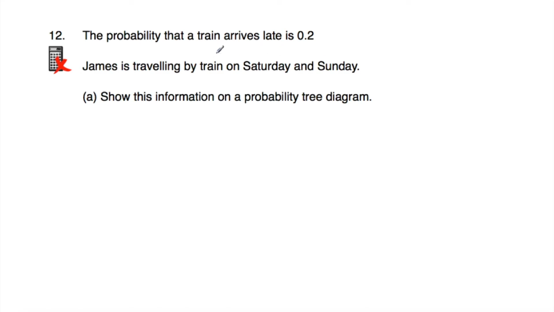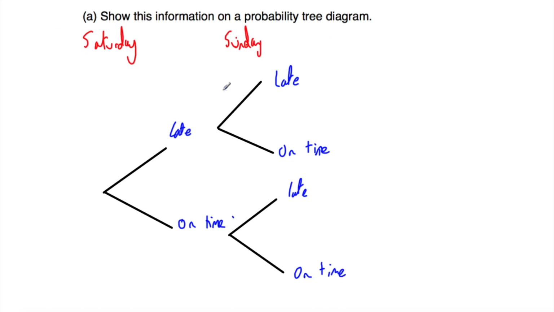And James is travelling by train on Saturday and Sunday. Show this information on a probability tree diagram. So we need to draw a tree diagram below. So let's do that. Okay, so I've started drawing the tree diagram, but I haven't included the probabilities yet. So we've got Saturday and Sunday, late and on time, late and on time, late and on time.